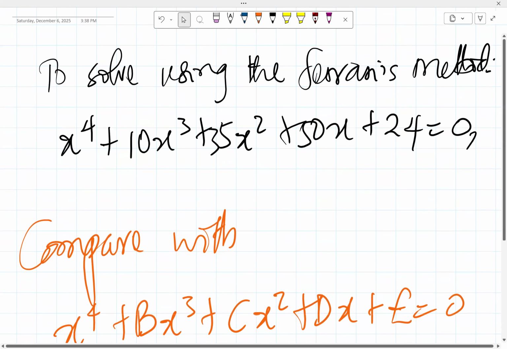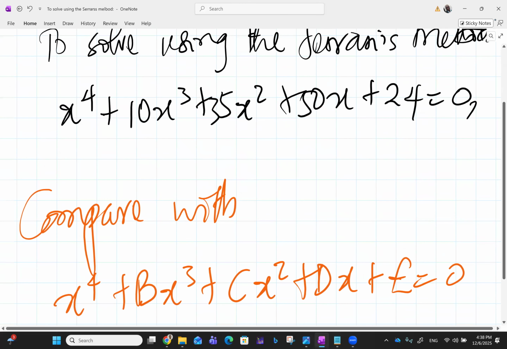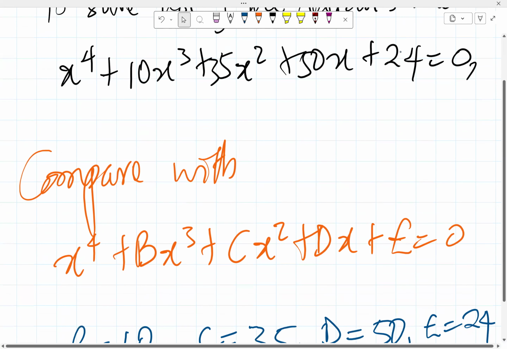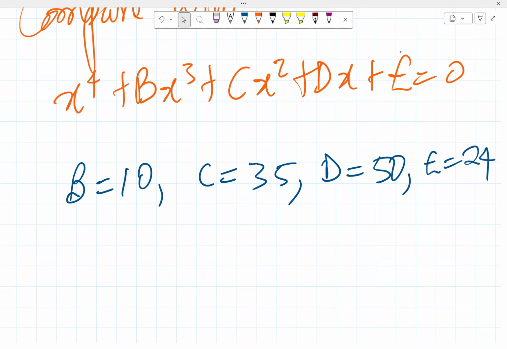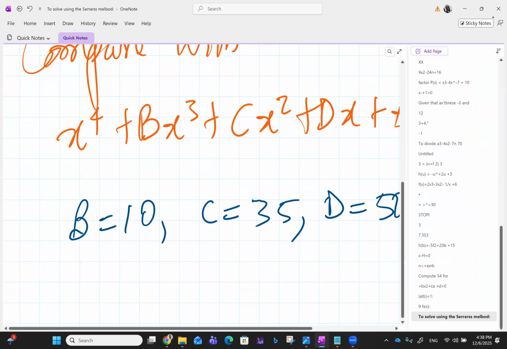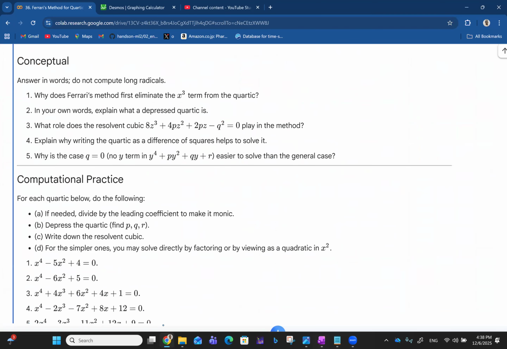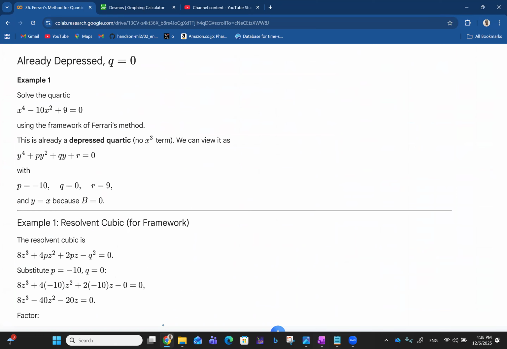Once we've stated all this, let's go ahead and find p, q and r, because we need them. Normally what I should be doing is to say x is equal to y minus 10 over 4, then substitute that here. But that's not necessary. I can as well use the formula. If you do the whole thing, you get some formulas.